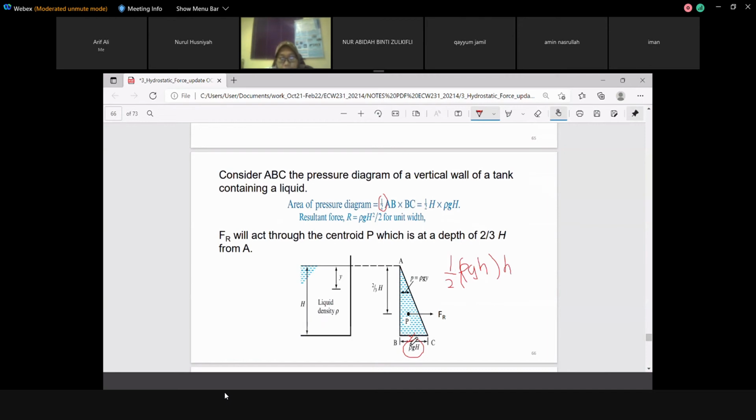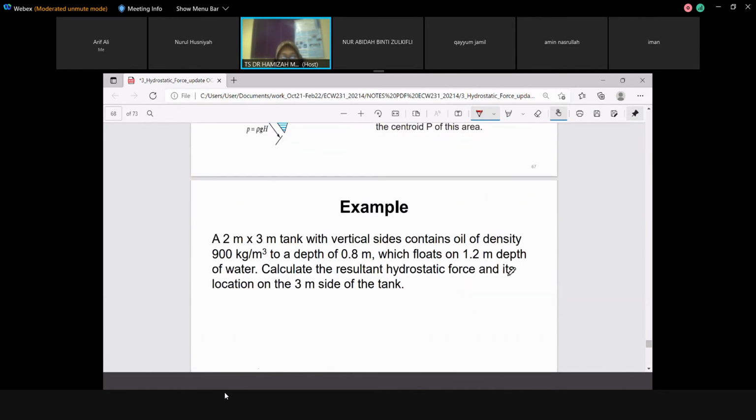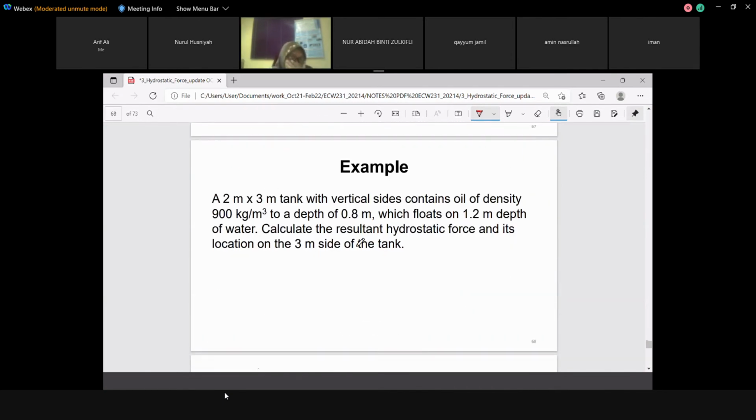Okay, the base length is represented by the pressure. So let's see how. This is another example. Dia kata kita ada tank. Tank ni size dia 2/3. Maksud dia tinggi dia 2. 3 ni adalah width.